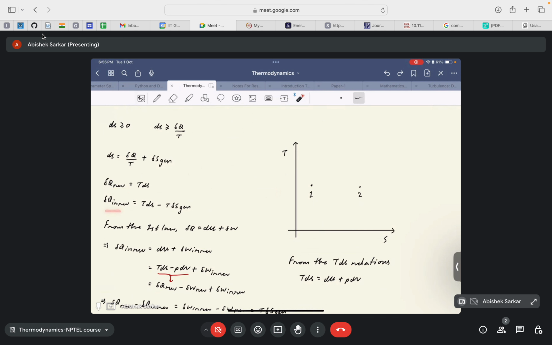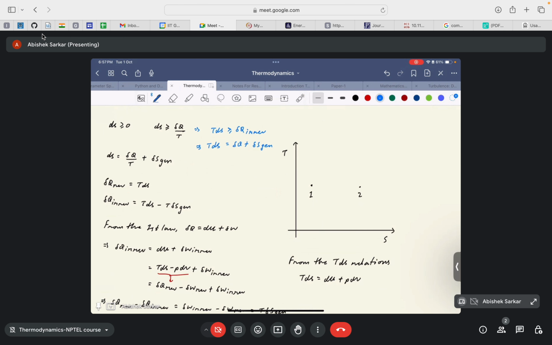And delta Q irreversible would be something else. From this equation we can write TdS as greater than or equal to delta Q. So now from here we will have TdS is equal to delta Q plus delta S gen.